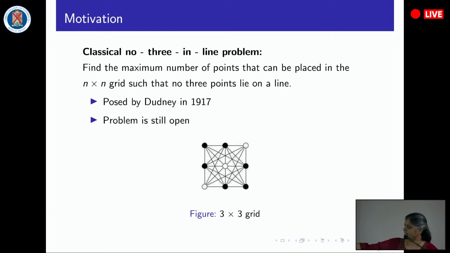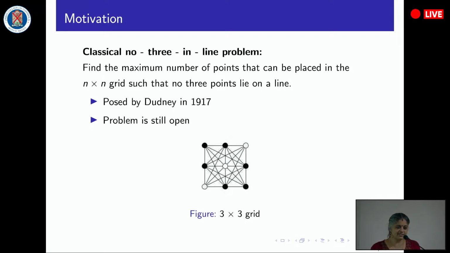So here you have an example of a 3 by 3 grid. You can see the black points, and it is easy to verify that no 3 of them lie in a straight line. But is this the best possible? Can I place a 7th point? The answer is no, because there are only 3 rows and 3 columns, and you can have at most 2 points from a row. So this is the best possible, and for a 3 by 3 grid, the best possible is 6.